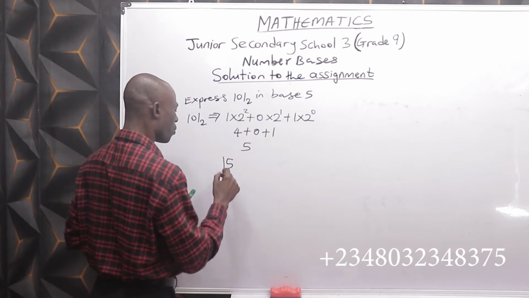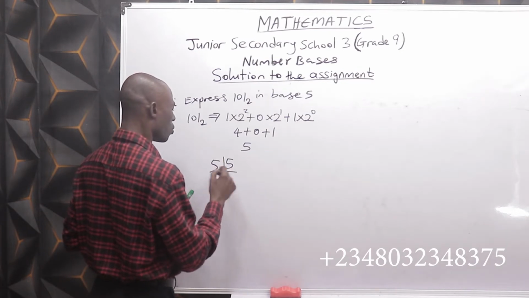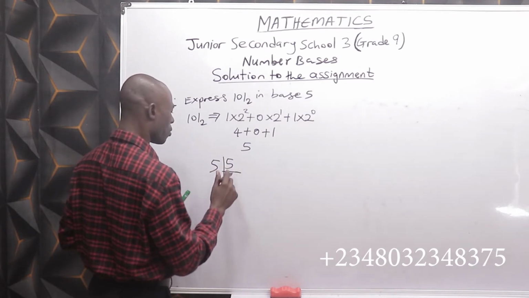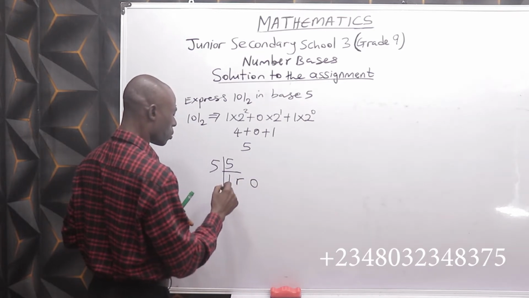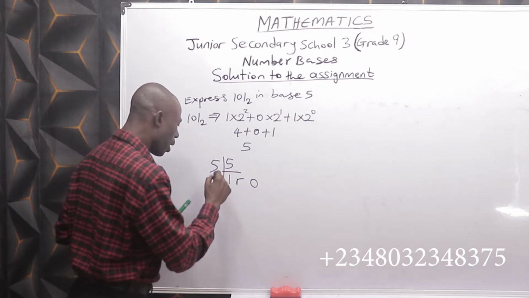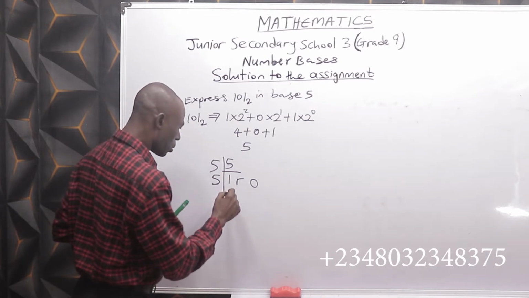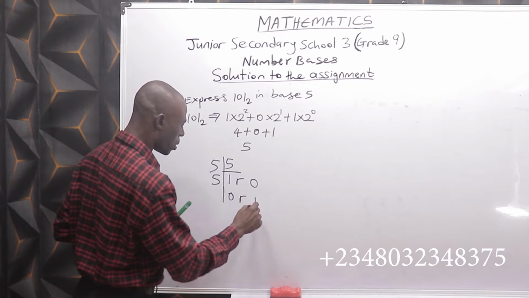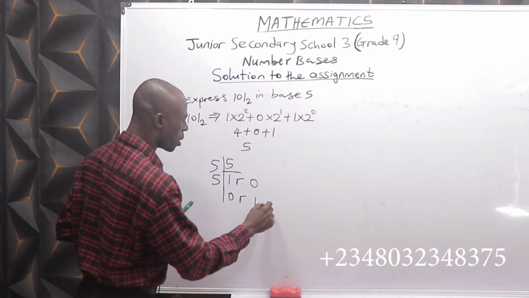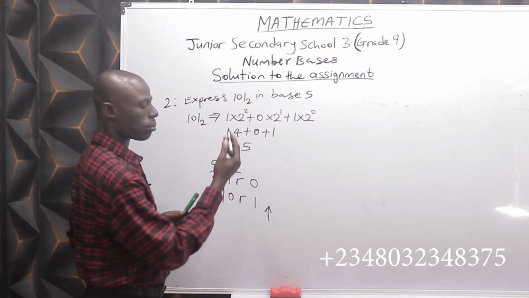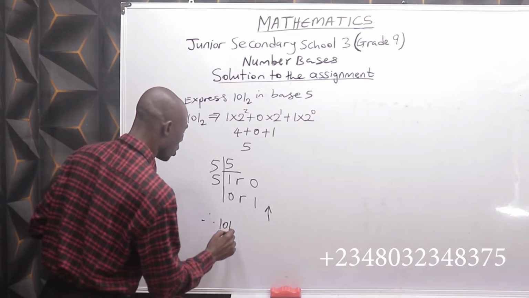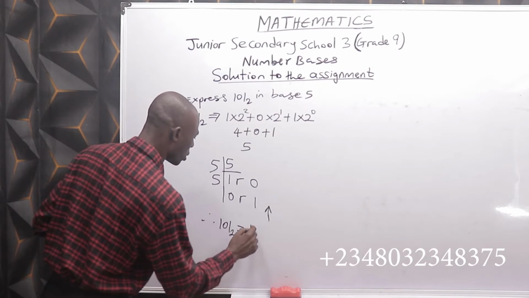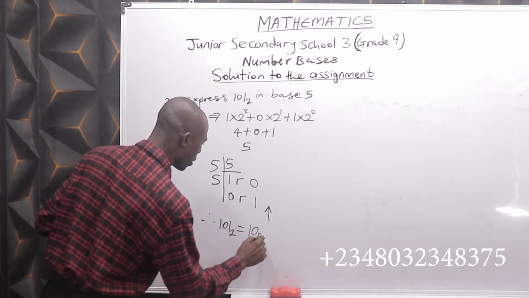Converting 5 base 10 to base 5, we have 5 in 5, 1, remainder 0. 5 in 1, 0, remainder 1. So we pick our answer from the bottom. Therefore, 101 base 2 is equal to 10 base 5.